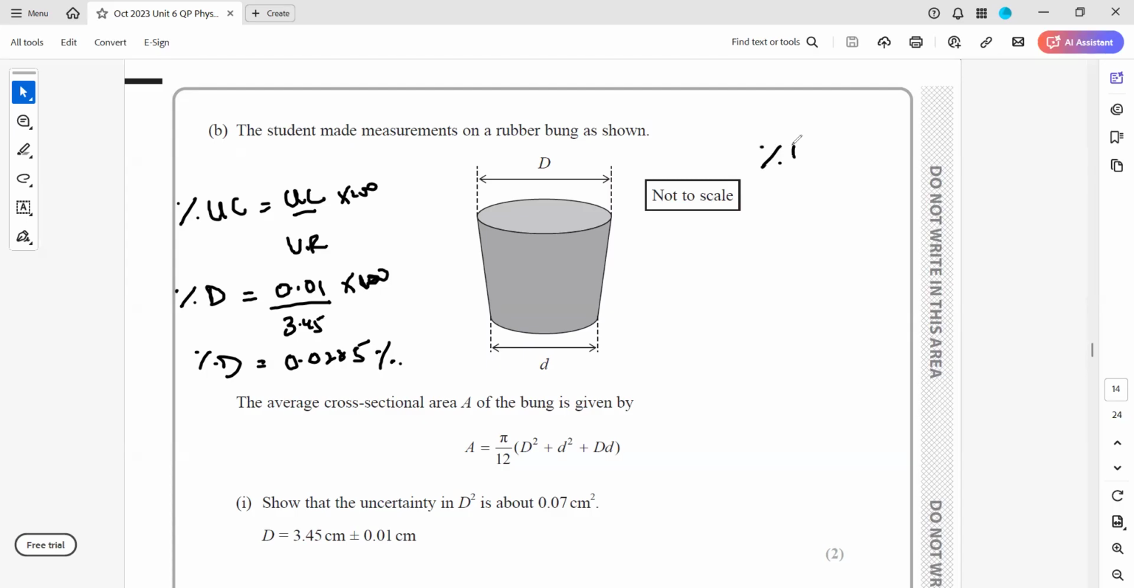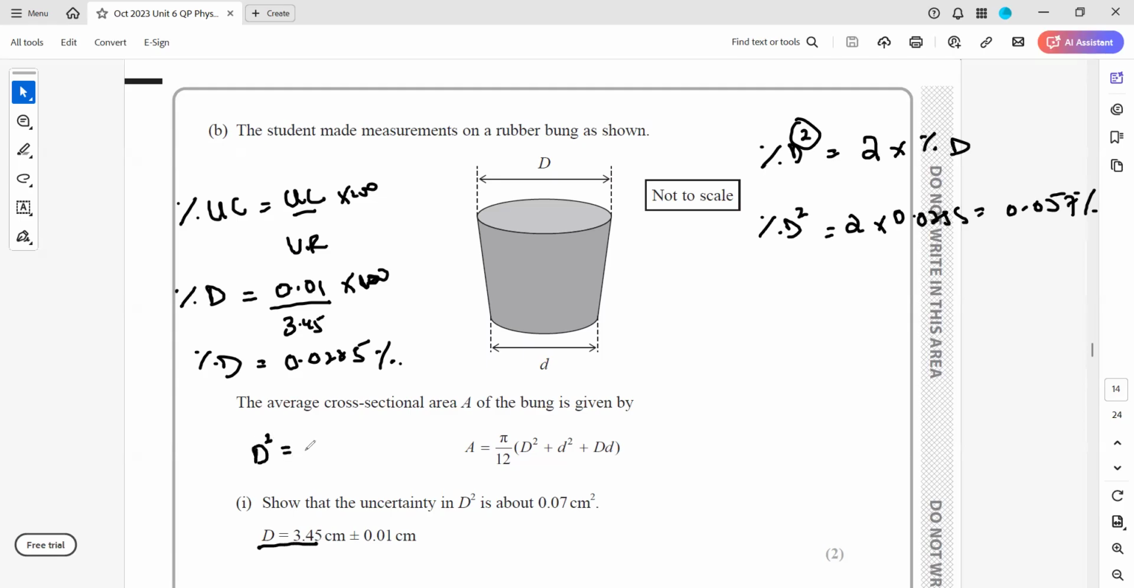And what about the percentage uncertainty in D square? So the percentage uncertainty in D square will be twice the percentage uncertainty of D, because it's a square there. So that's why it was 2 multiplied by 0.0285, which makes 0.057%. That is the percentage uncertainty in D square. Now we are using a formula. This is the value for D. What is the value of D square? So D square value will be 3.45 square. Now if I write the formula for the percentage uncertainty in D square, it is the uncertainty in D square divided by the value recorded into 100.